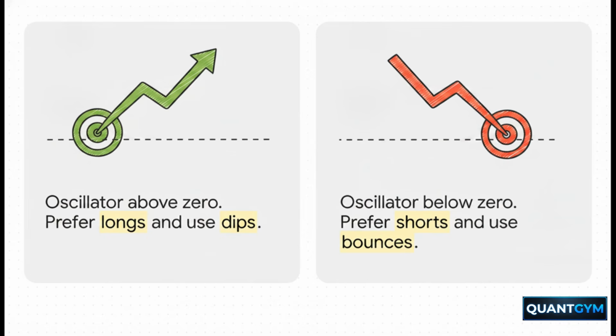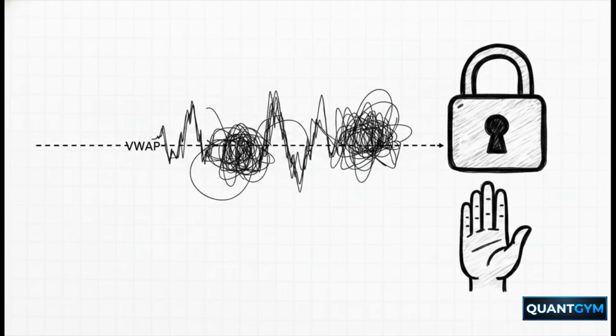Do not short just because the price looks quote-unquote overbought. It's a trap. Conversely, on a bearish trend day, everything is pinned below VWAP and zero. You prefer shorts, you use bounces to enter, and you absolutely do not buy just because the market feels oversold. Always follow the structure.